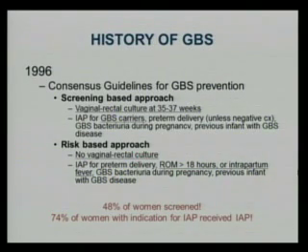The risk-based approach, they did not do a rectovaginal culture. They only gave IAP for preterm delivery, for prolonged rupture of membranes greater than 18 hours or intrapartum fever, for GBS bacteriuria during pregnancy and previous infant with GBS disease, which was the same in the screening-based approach. So by that time, 48% of women were screened and 74% of women who needed IAP got IAP. So still better, we're getting better.